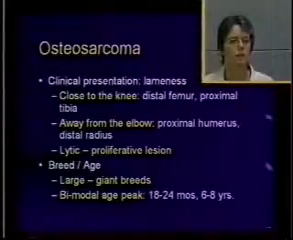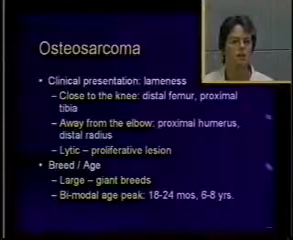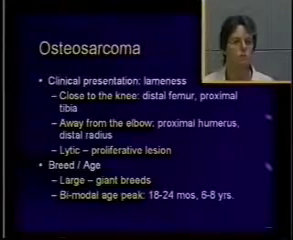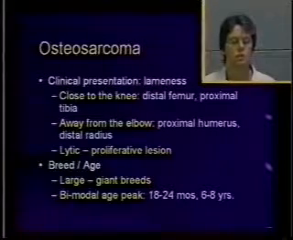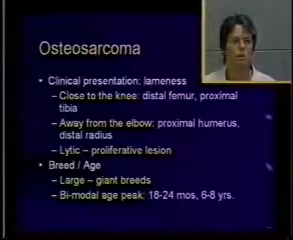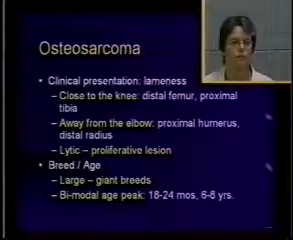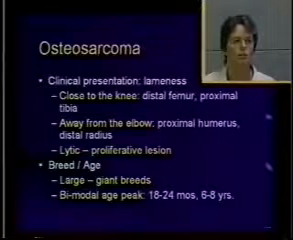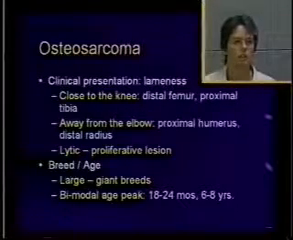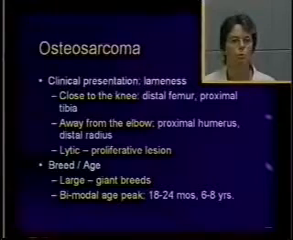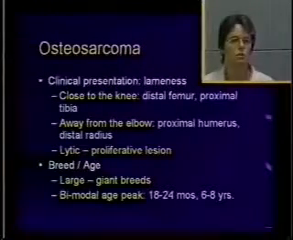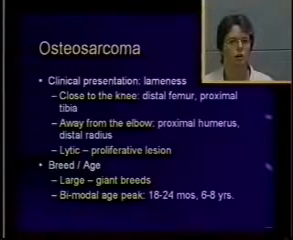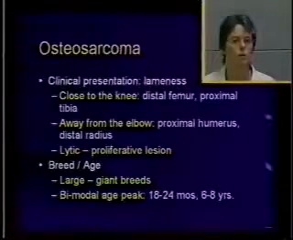Osteosarcoma most commonly presents as lameness. The most common sites, most people will remember them as being close to the knee or away from the elbow. That is, close to the knee in the distal femur and the proximal tibia, or away from the elbow in the proximal humerus or in the distal radius. Typically, this shows up on radiographs as a mixed lytic and proliferative lesion, and oftentimes these animals will be acutely lame. They may respond to some kind of anti-inflammatory drug, whether it's a corticosteroid or a non-steroidal such as Rimadyl, but when the Rimadyl or the corticosteroid is taken away, they become lame again.